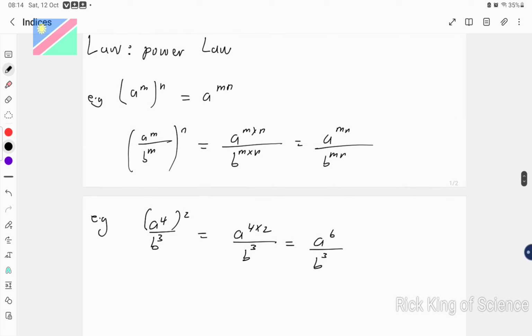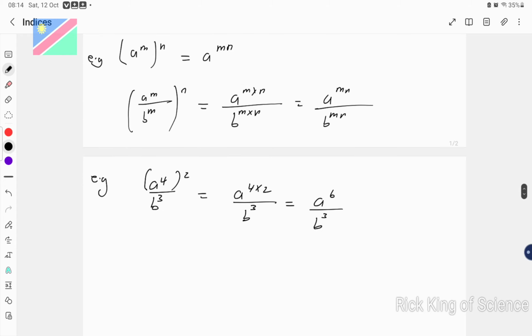Okay, let's move on to law 4, which is the zero index law. Zero.